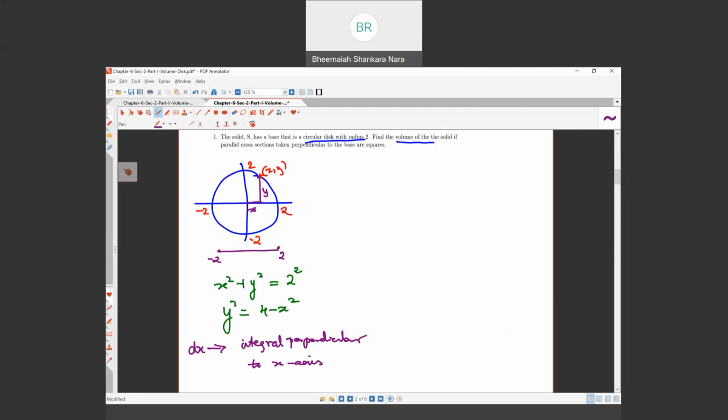Now, you're also told that the parallel cross sections taken perpendicular to the base are squares. So here, the parallel cross section, if you consider a typical parallel cross section, let me use a different color. Say I'm going to use this light blue here. This is the parallel cross section. If you take such a typical parallel cross section, each of these parallel cross sections will be a square of base 2y.